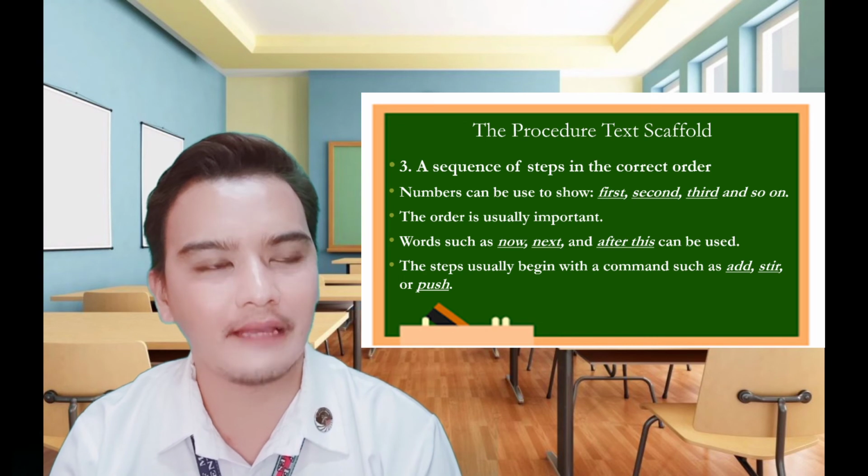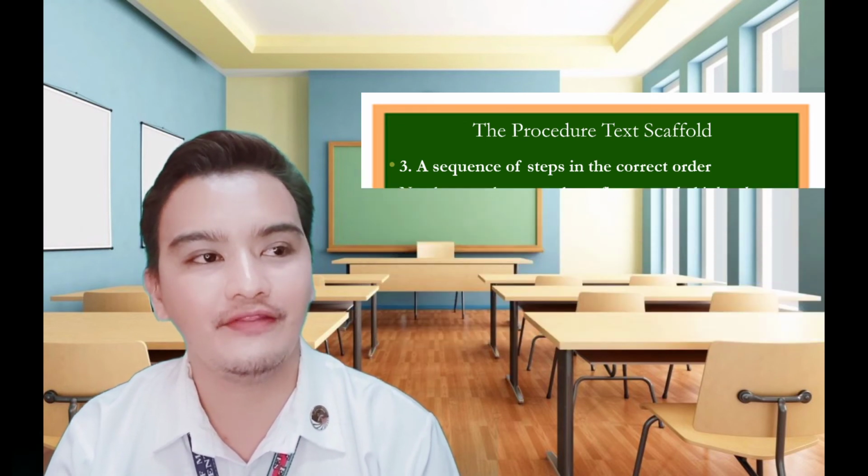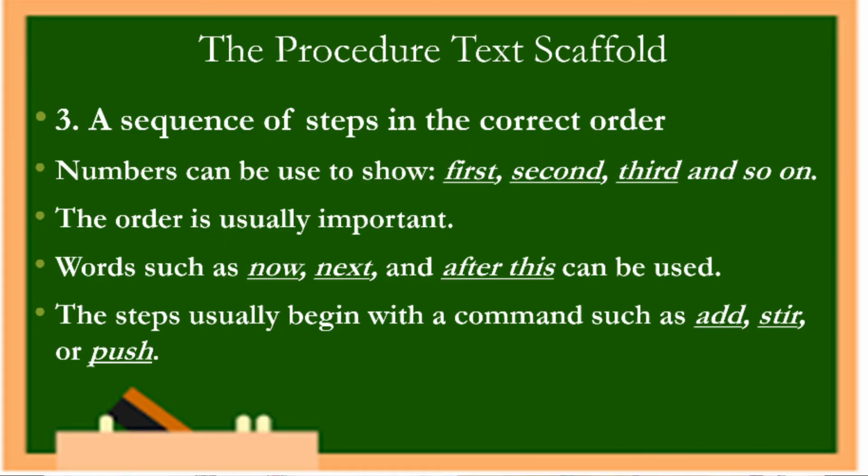The last part of a procedure text is a sequence of steps in the correct order. Numbers can be used to show first, second, third, and so on. The order is usually important. Words such as now, next, and after this can be used. These steps usually begin with a command such as add, steer, or push.